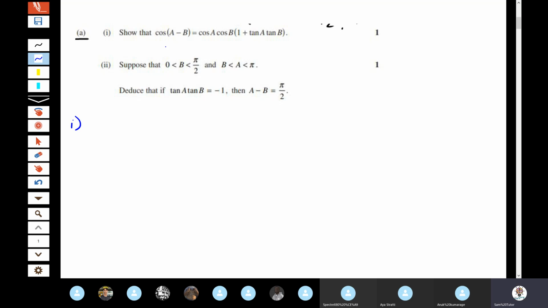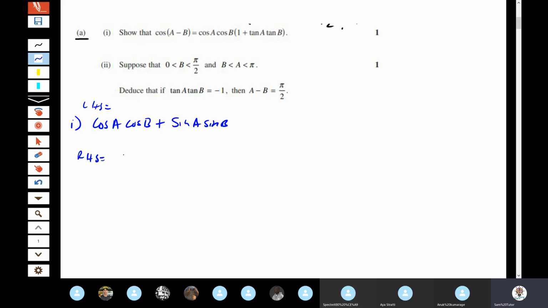But anyways, cos A cos B minus sine A sine B. Oh, actually, isn't it plus? Plus? Yeah, well, straight away plus. Maybe quicker. That's the left-hand side.